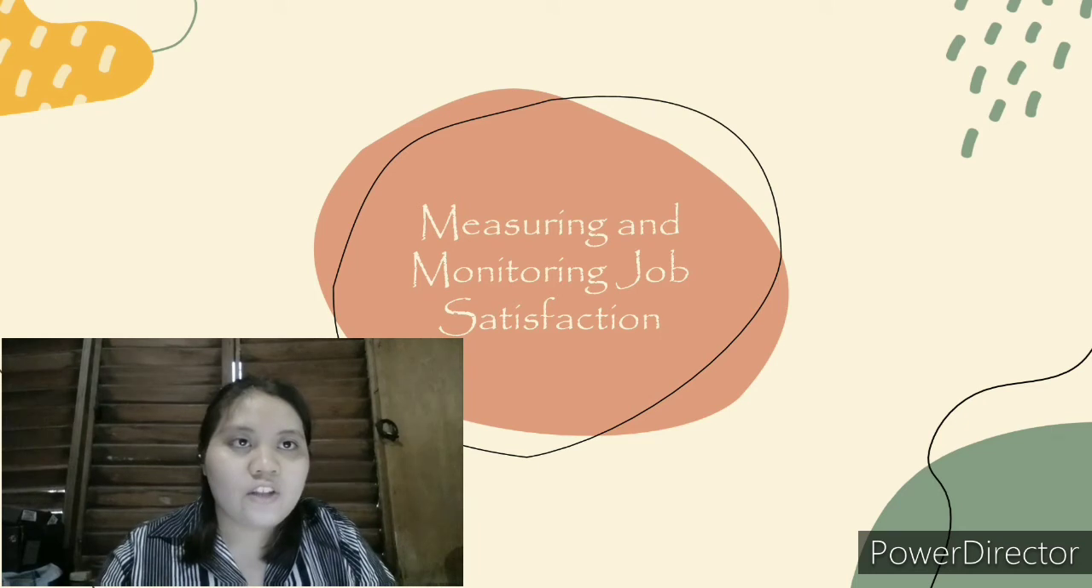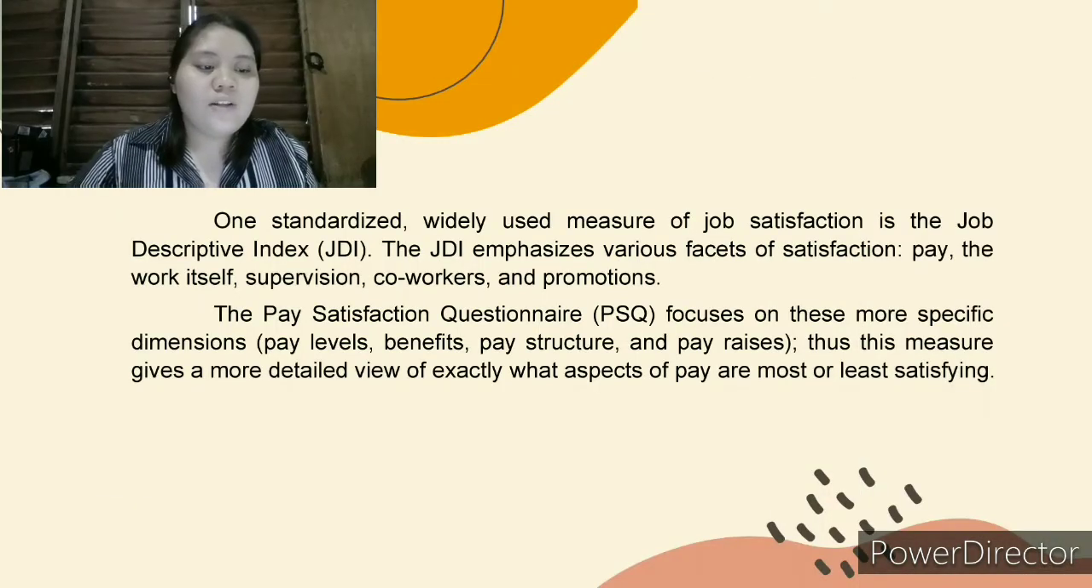Measuring and monitoring job satisfaction. Most attempts to measure job satisfaction rely on workers' self-reports. In some cases, organizations want to measure their employee satisfaction with aspects of their work that are specific to that organization. One standardized, widely used measure of job satisfaction is the Job Descriptive Index, or JDI. The JDI emphasizes various facets of satisfaction, such as pay, the work itself, supervision, co-workers, and promotions.